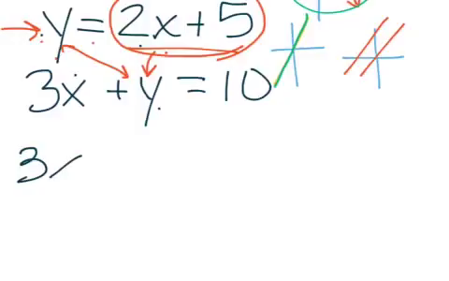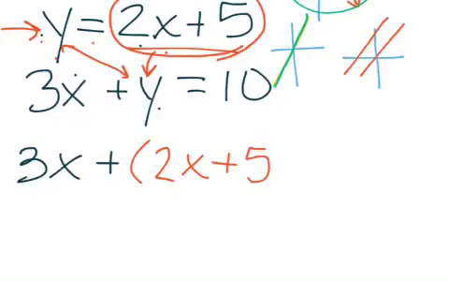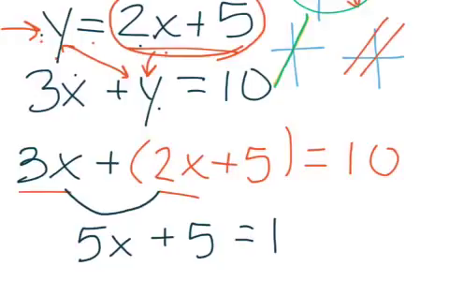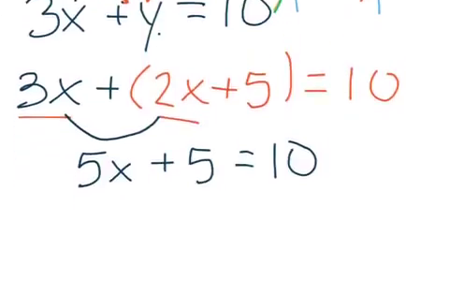So that leaves me with 3x plus, and then I plug in the 2x plus 5 in place of the y. Now why I want to do that is because notice my equation now is all in terms of x. So I'm going to combine my like terms. I've got 3x's plus 2x's gives me 5x's plus 5 is equal to 10. What this allows me to do now is to solve this equation for x and then use that x value back up in one of these 2 equations to determine the y value.